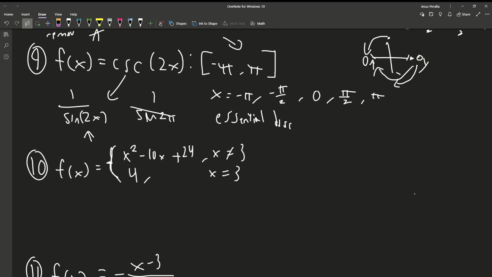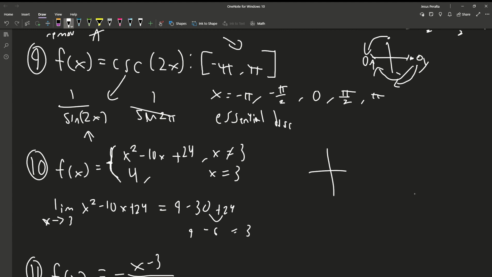So this one, we see that we have x squared minus 10x plus 24. So we're gonna make this a limit as x approaches 3, which is x squared minus 10x plus 24, which is equal to 9 minus 30 plus 24. So these turn into negative 6, and then 9, which is equal to 3. So on the graph, when x squared minus 10x plus 24 reaches 3, it's about to get to the y level of 3.